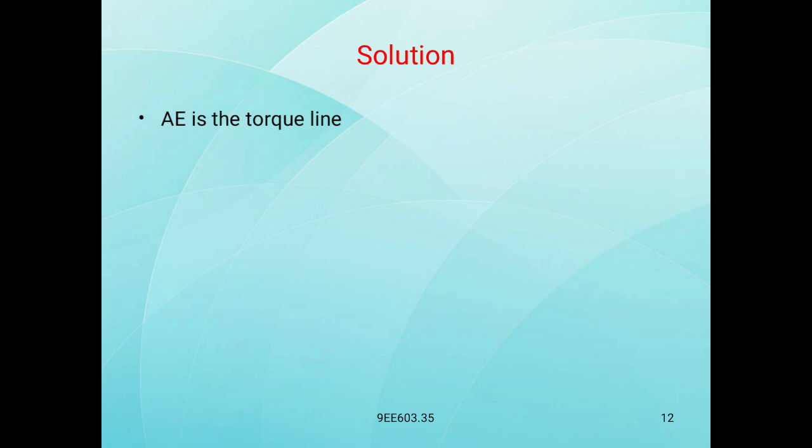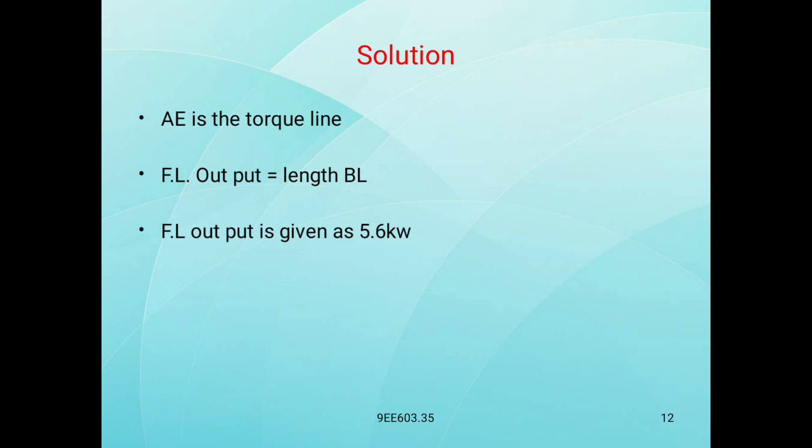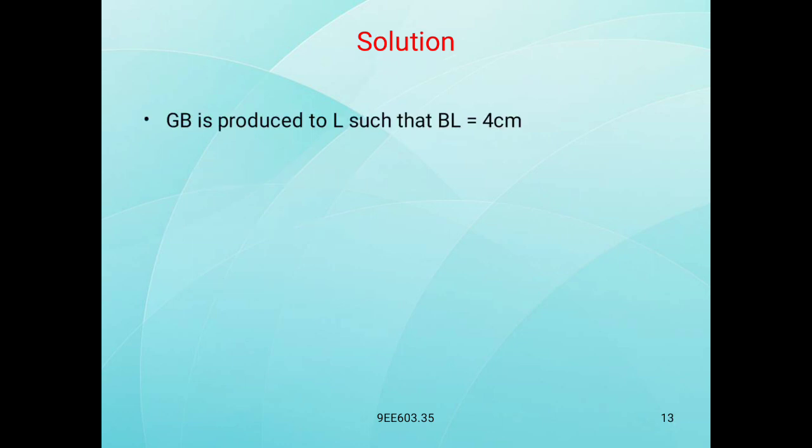AB is the torque line, FL is output, length BL. The output is given as 5.6 kilowatts, and therefore BL is equal to 5.6 by 1.4, that is 4 centimeters. On BG we mark L such that BL is equal to 4 centimeters.